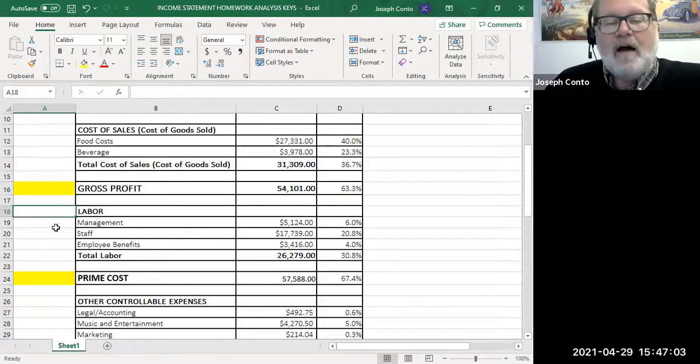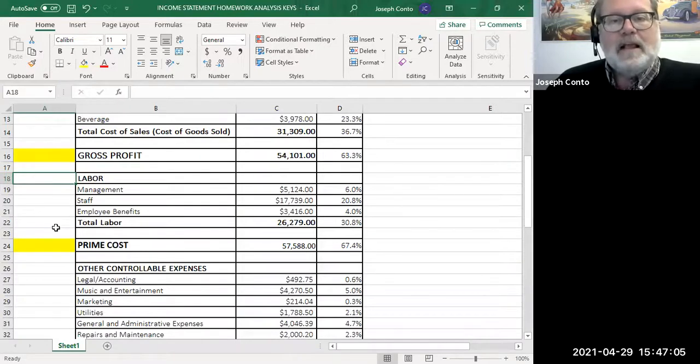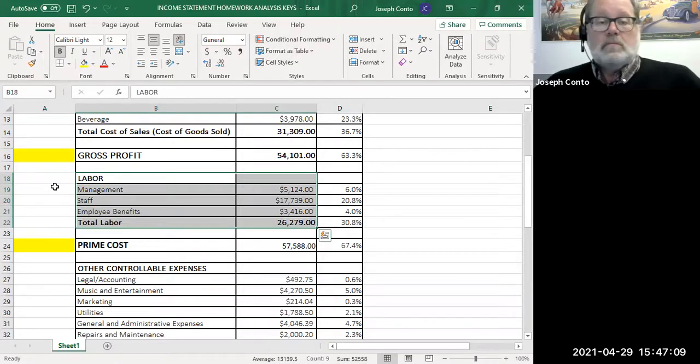Our next block of expenses or costs is labor, because we have two prime costs. You see the words prime cost there. One prime cost is our cost of goods.